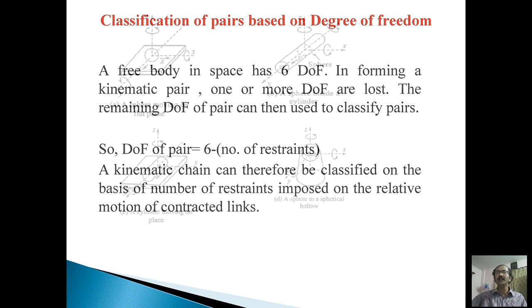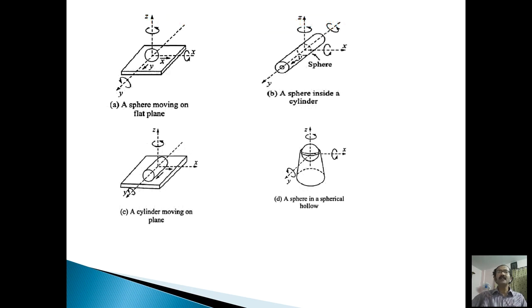the constrained links. Now, in the first diagram, diagram A, a sphere moving on a flat plane. So, in this case, the number of restraints on the translatory motion is only 1, and there is no restraint in the rotary motion. So, the total number of restraints is 1. In this case, it is in the class of pair 1 and its degree of freedom is 5.